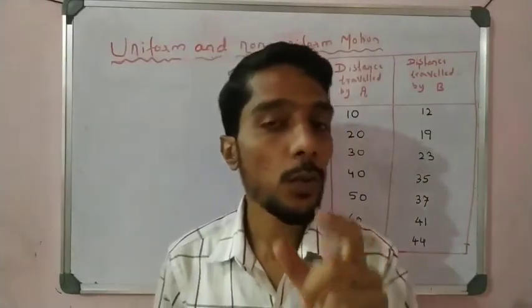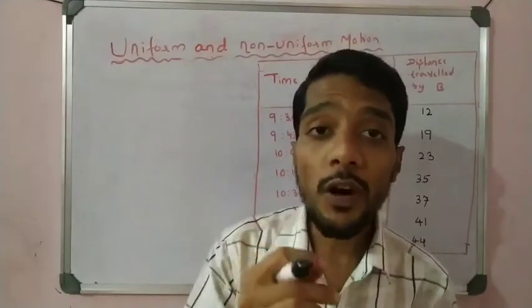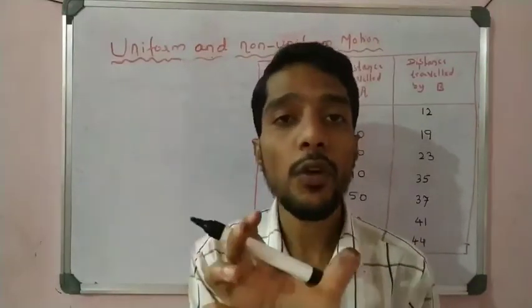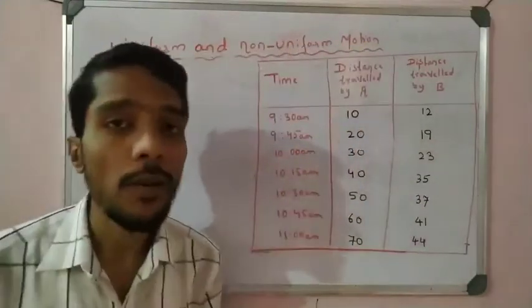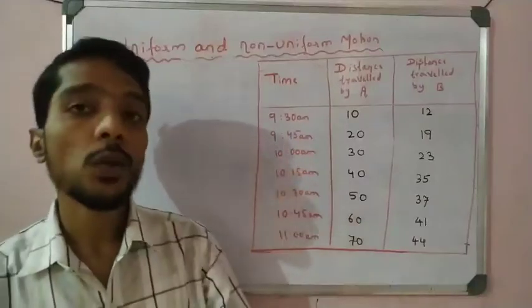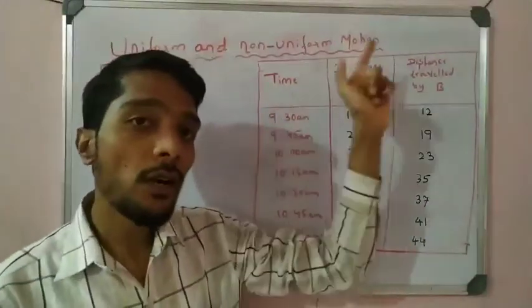We know about the term motion. But what is meant by uniform motion? Uniform is nothing but same. Uniform means same, similar. So let us see, I give a table now. Use this table to understand these concepts: uniform motion and non-uniform motion, equal motion and non-equal motion.